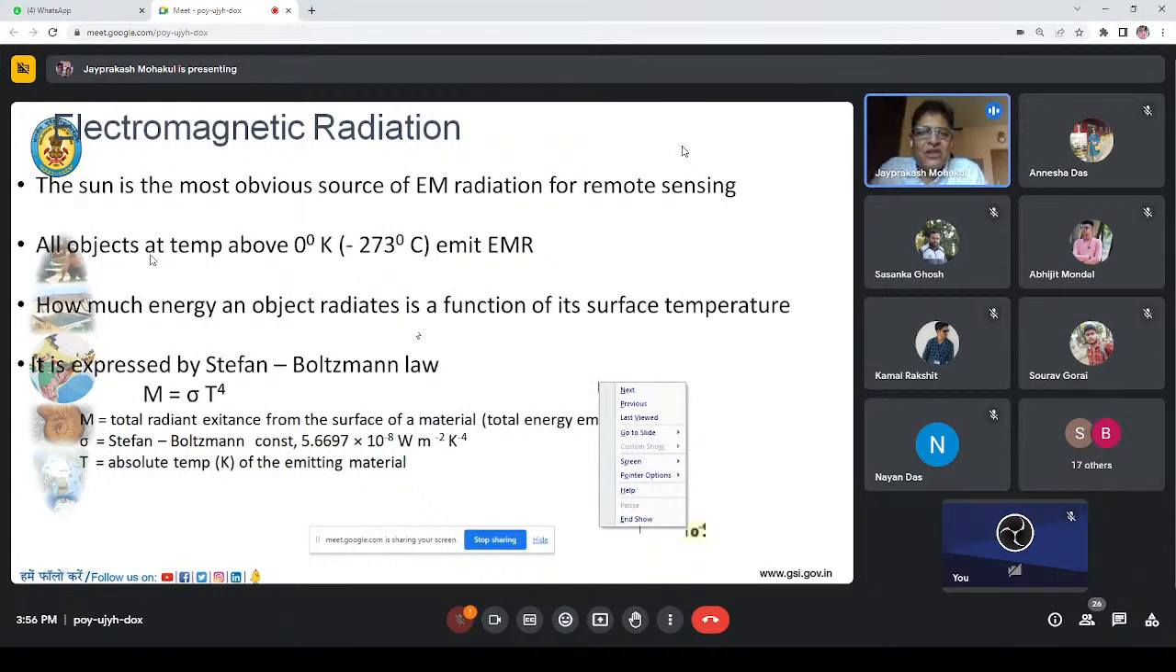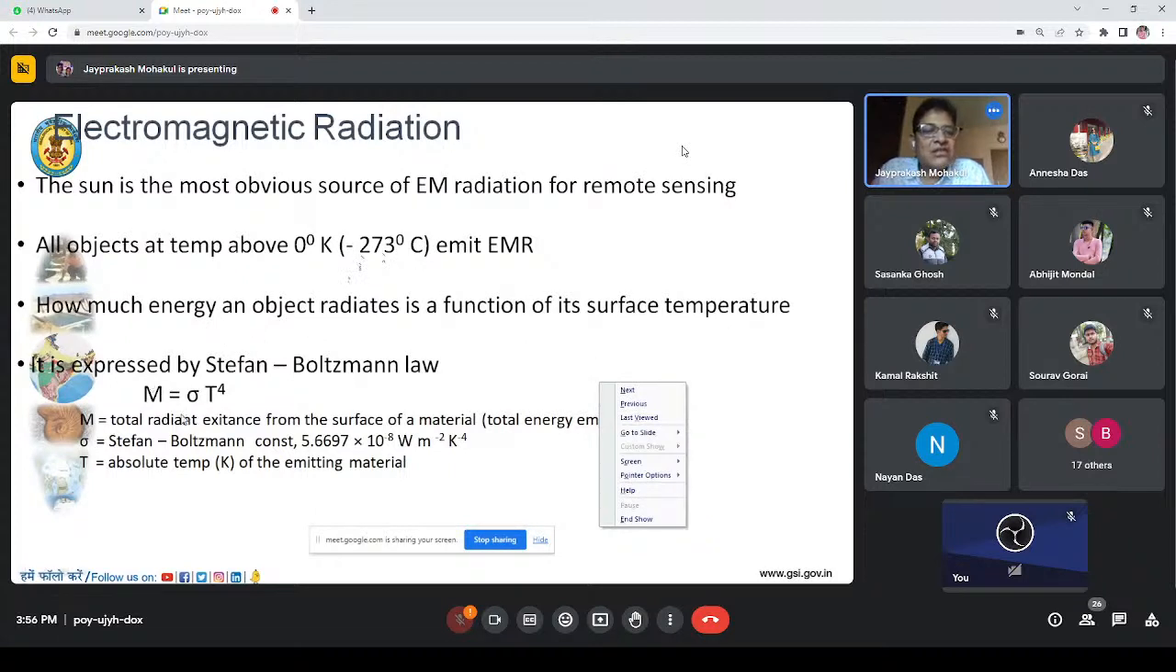It reaches the surface of the earth and the earth gets heated up. Now it's a question of even an object at minus 273 degrees centigrade can also emit electromagnetic radiation. That is what I wanted to tell you. This is 0 degree Kelvin. 0 degree Kelvin is minus 273 degrees centigrade. That also emits electromagnetic radiation. How much energy an object radiates is a function of surface temperature.